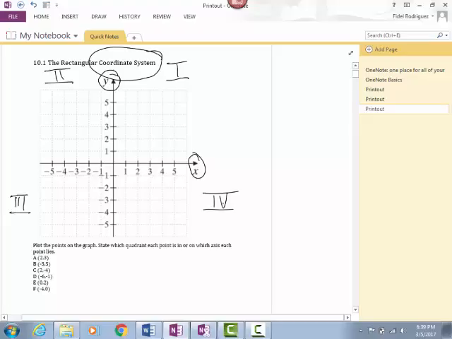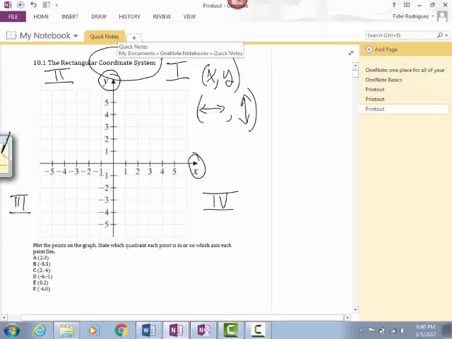And so when we're plotting points, every point is always going to be written in the form x comma y. And what that means is that my first number is going to tell me how to move either to my left or right, and my second number is going to tell me how to move either up or down. So let's see if we can go ahead and do the first few problems here. It says plot the points on the graph and state which quadrant each point is in or on which axis each point lies. So let's take a look at our first problem A, which is a point 2, 3.